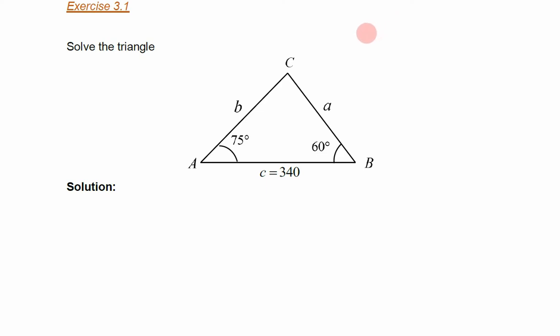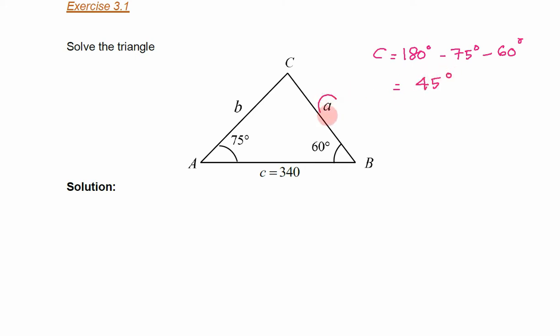Okay, so the first thing, the easiest part, is to find the angle for C, where we know that the total angle is 180, therefore we can just minus the two angles to get the other angle. So you will get 45 degrees.